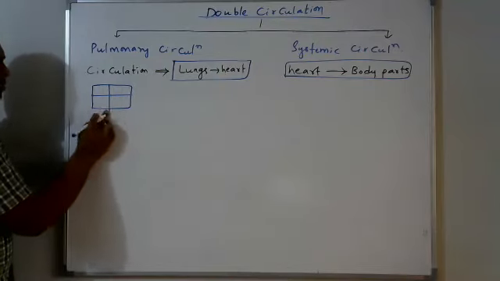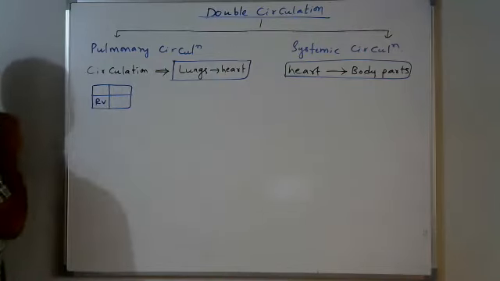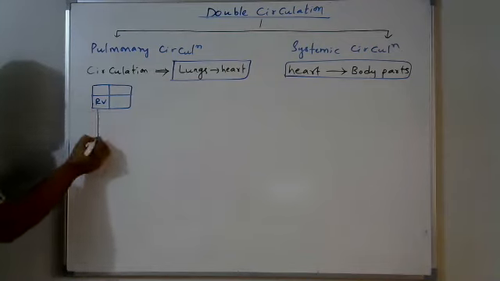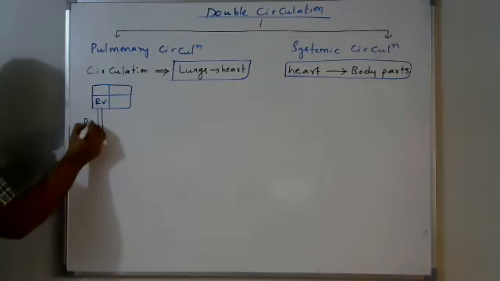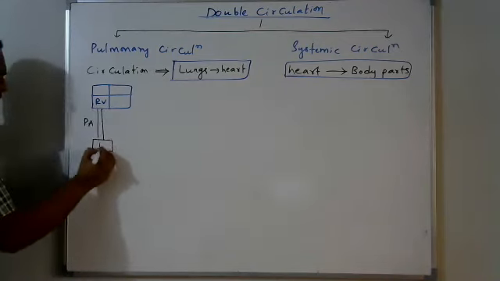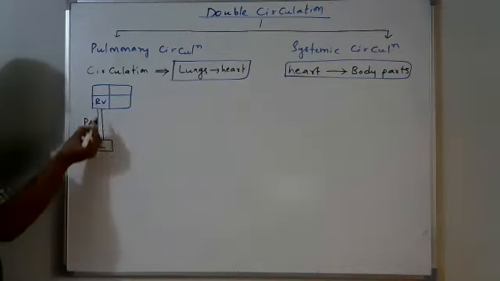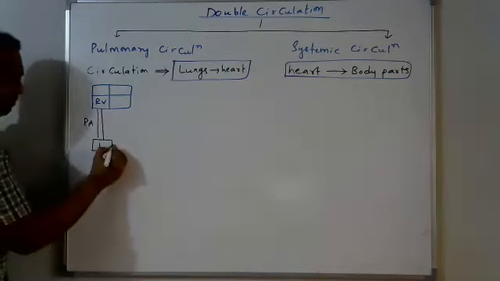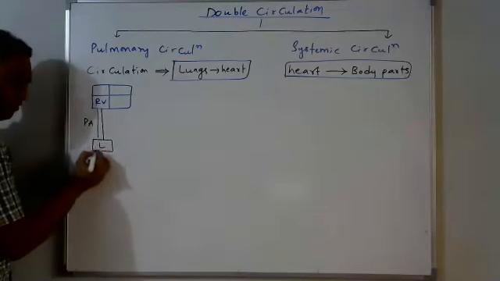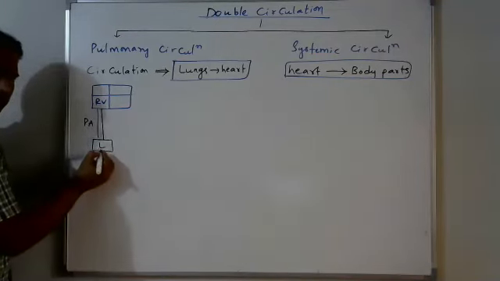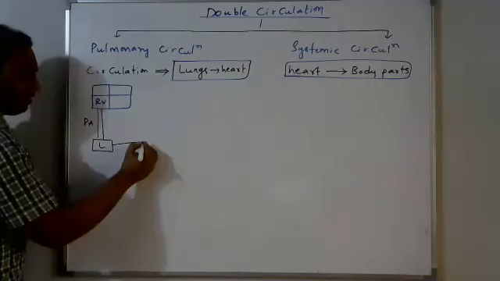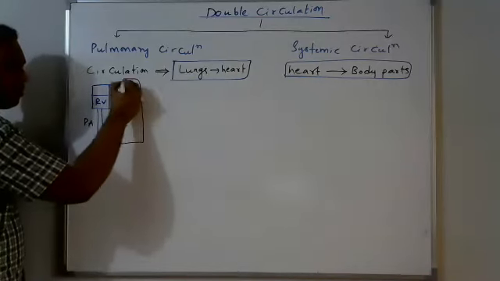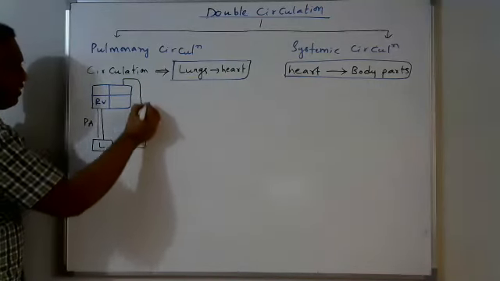Now I'll tell you. Suppose this is right ventricle. This is pulmonary artery. This is lungs. Right ventricle, pulmonary artery, lungs. Blood is purified in this. Deoxygenated blood becomes oxygenated blood. Again, this is nothing but pulmonary vein.